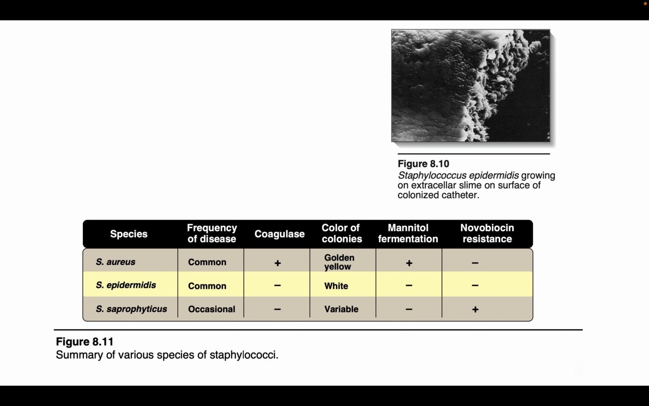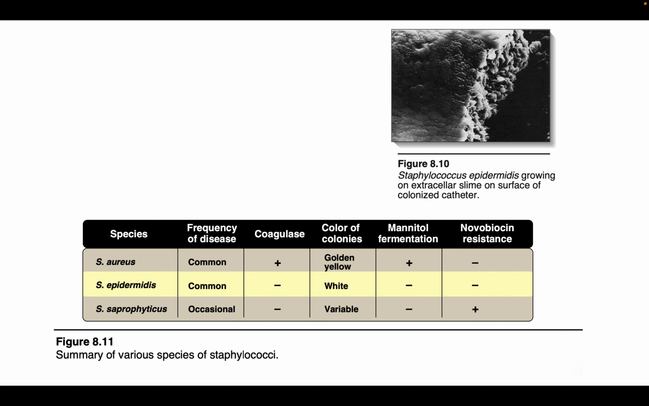An occasional to rare disease is caused by the saprophyticus organism, and it causes cystitis in women, probably related to its occurrence as part of the normal vaginal flora. It tends to be sensitive to most antibiotics, even penicillin G. Saprophyticus can be distinguished from epidermidis and most other coagulase negative staphylococci by its natural resistance to novobiocin.